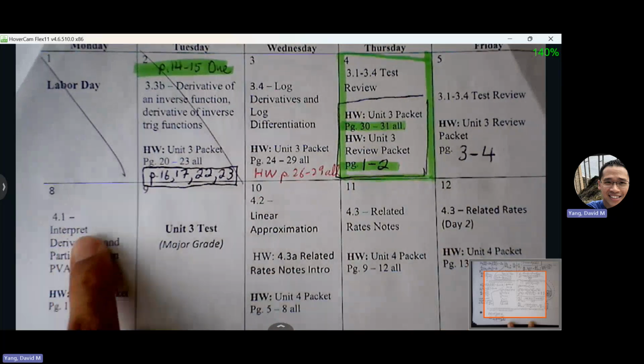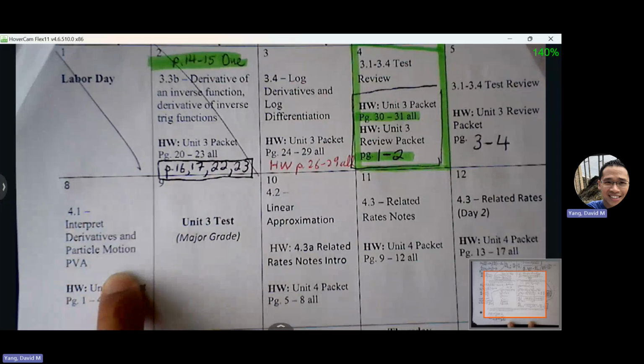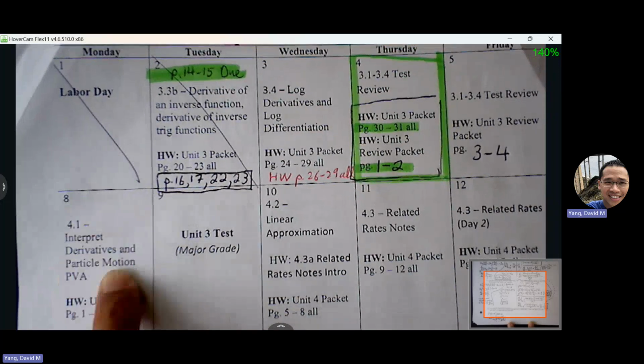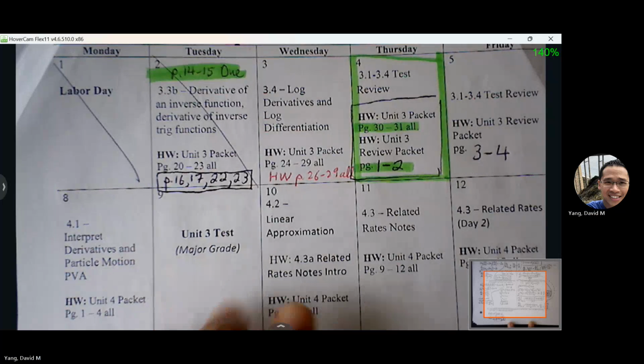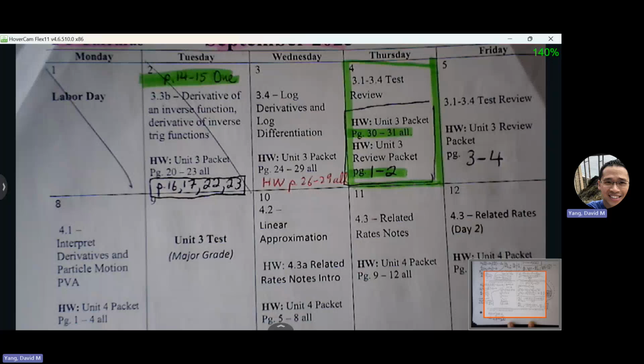You have the weekend to study, and you have Monday to study. We do need to start our next unit on Monday, which obviously won't be on the test, and your test will be on Tuesday. I'll have a help session tomorrow morning and Monday morning. I'll send out a reminder about your homework tonight.